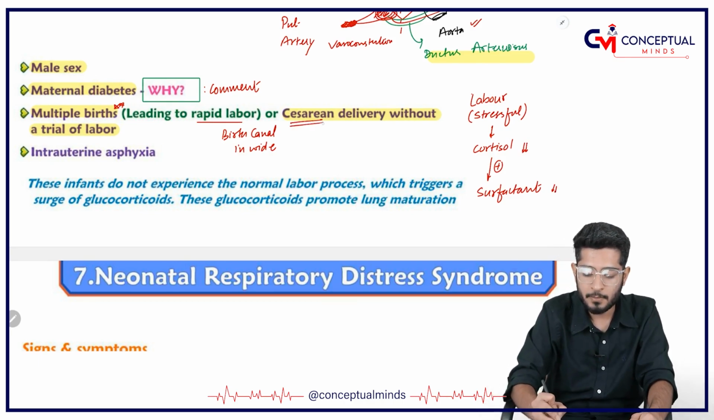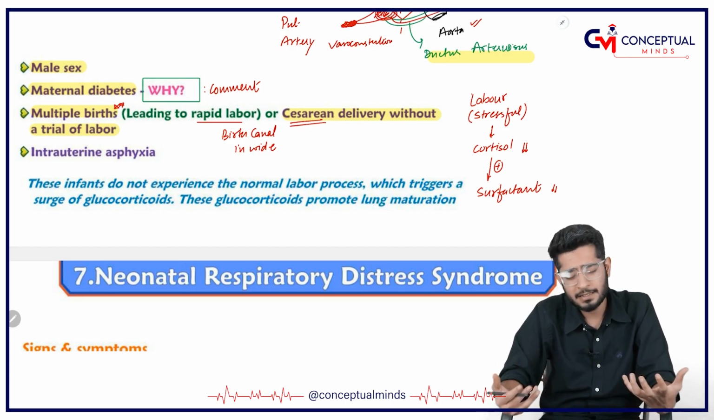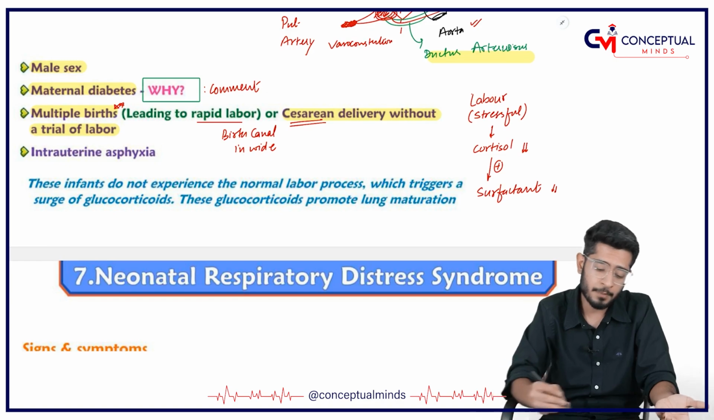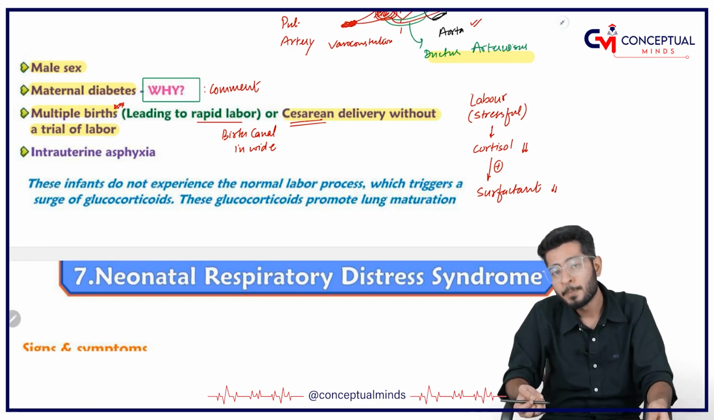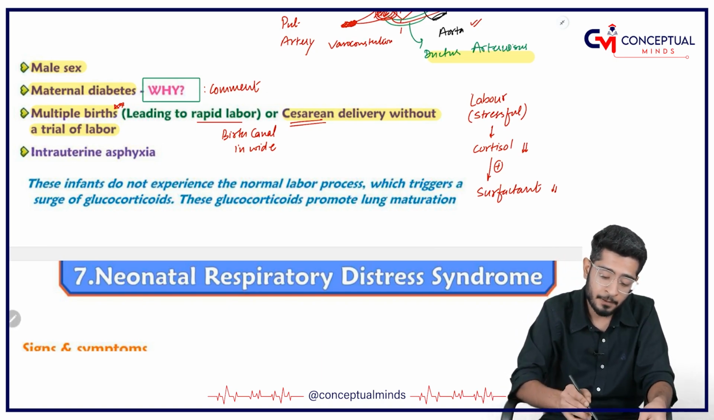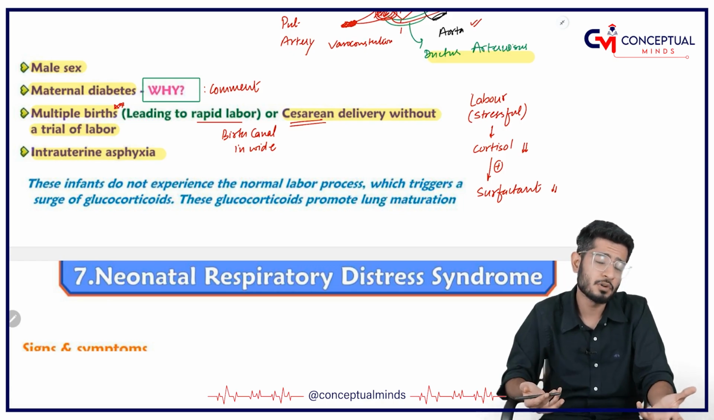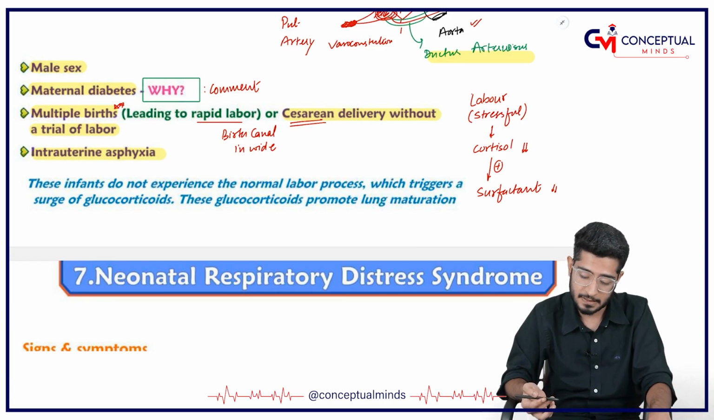Similarly, if you perform a cesarean section, some females say, oh doctor, I can't take the labor pain, please do a cesarean section. If you go for the cesarean section directly without even a trial of labor, there will be no surfactant released, and of course the baby can go into respiratory distress. And intrauterine asphyxia is also a predisposing factor for neonatal respiratory distress syndrome.